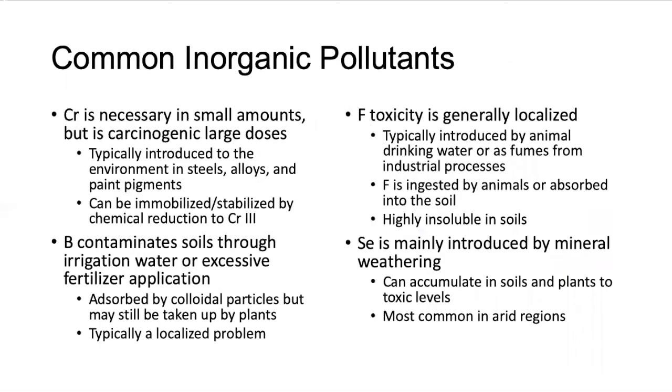So common inorganic pollutants, a little bit more about them and how they occur. Chromium is necessary in small amounts, but is carcinogenic in large doses. And it's typically introduced into the environment in steels, alloys, and paint pigments. Now, it can be immobilized or stabilized by chemical reduction to trivalent chromium.